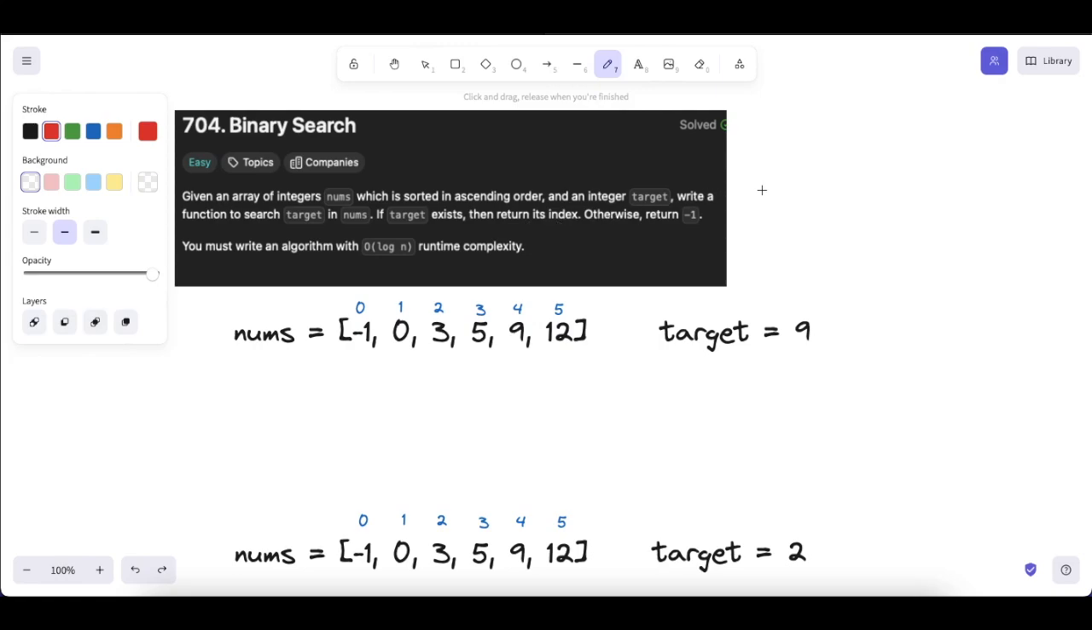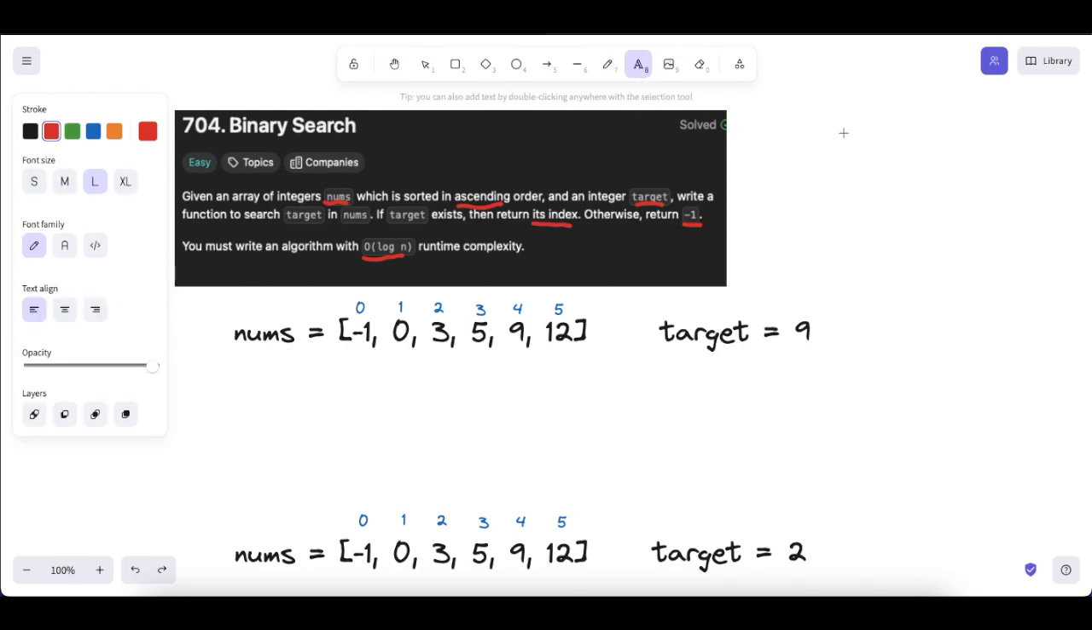Hey everyone, today we'll be going over LeetCode problem 704, binary search. In this problem, we are given an integer array called nums, and this is sorted in ascending order. We're also given an integer target, and what we want to do is find this target in nums, and if it exists, return the index of the target. If it does not exist, then we will return -1. And we must write an algorithm which runs in log n time.